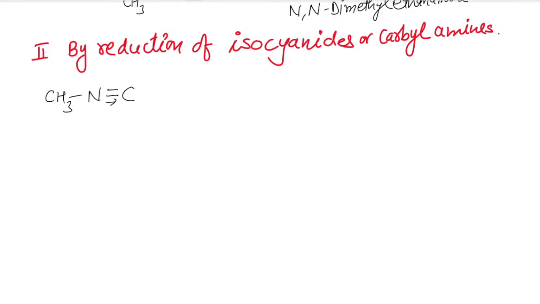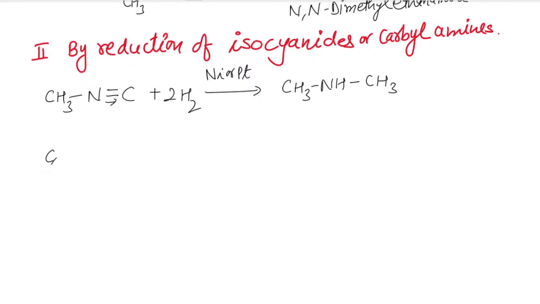So isocyanides or carbyl amines are converted into secondary amines. How do we convert it to secondary amines? By treating with hydrogen in the presence of nickel or platinum or palladium, catalytic hydrogenation. In catalytic hydrogenation, we get CH3, NH and CH3. What is the name of this compound?